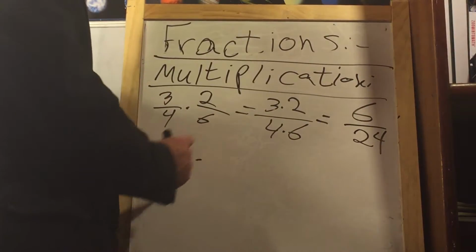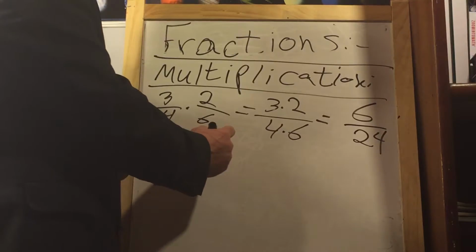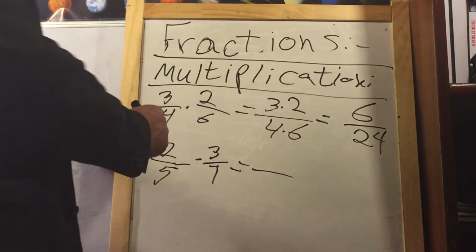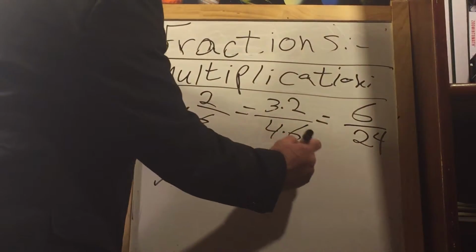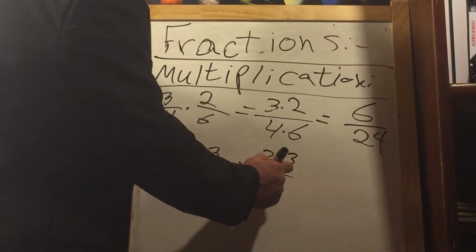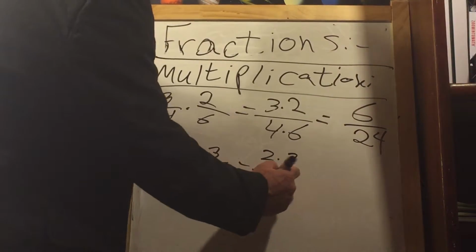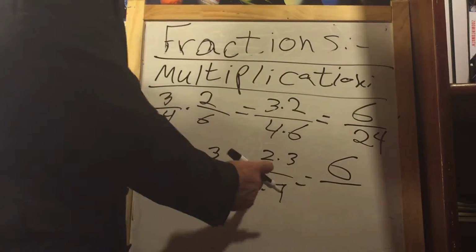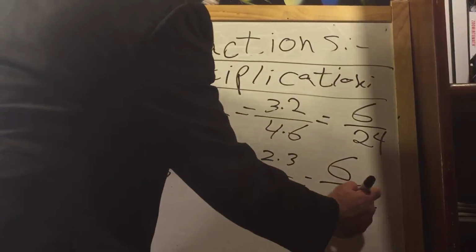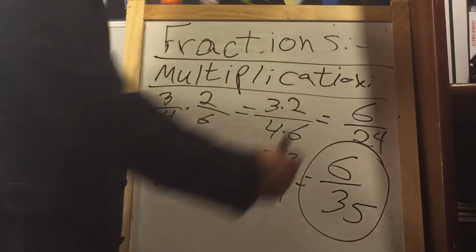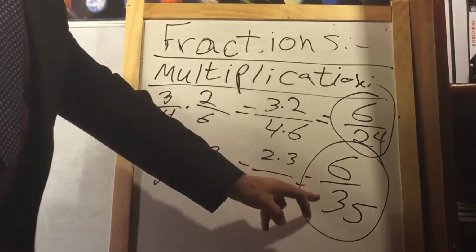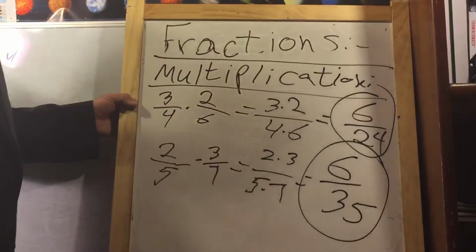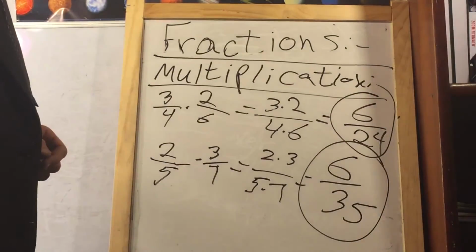2 over 5 times, let's say, 3 over 7. How's that? Again, multiply 2 times 3 and 5 times 7. That's it. How much is that? 2 times 3 is 6. And 5 times 7 is 35. So this is your answer: 6 over 35. 2 times 3, 5 times 7. 6 over 35, your answer.